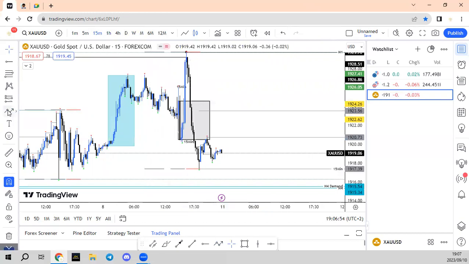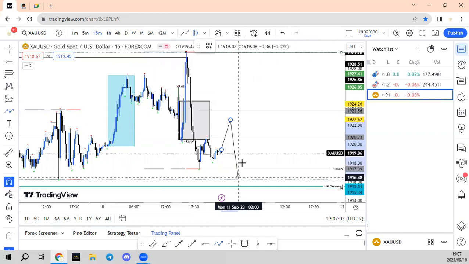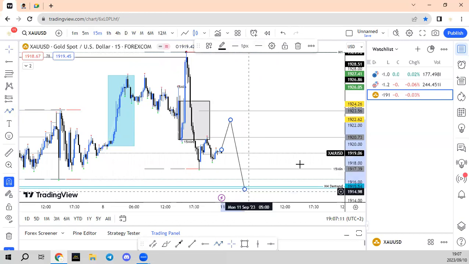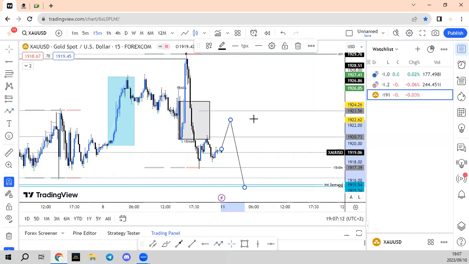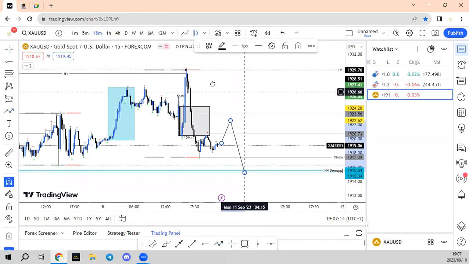So I'll wait for price to maybe come a little bit deeper into the supply. Then I'll look for a sell. I'll try to formulate a sell. I don't know when. I can target this and ultimately target this. Target here, take partials here, overall target. So that's it for this week, guys.